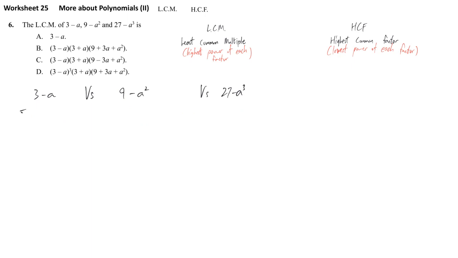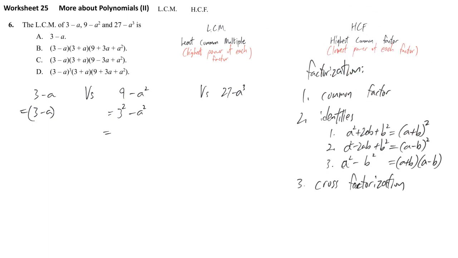For the first one, there is nothing we can do; it is simply 3 minus a. It seems that we can't factorize it. For the second expression, we have 9, which is obviously 3 squared, minus a squared. Based on what we learned, we can use the identity. When we factorize, we check for common factors. If there are none, then we check for identities.